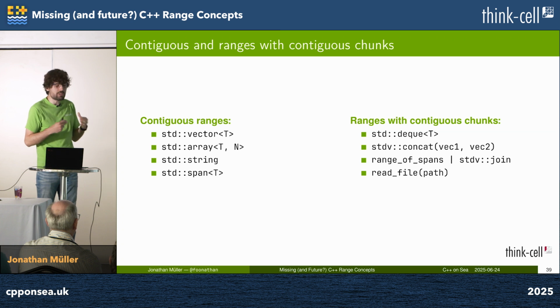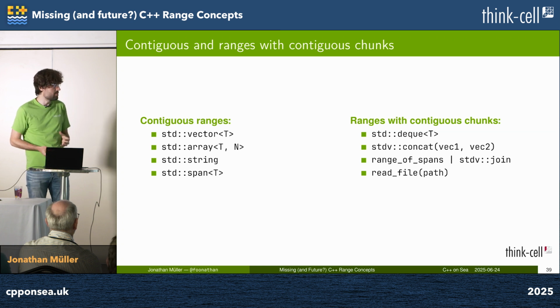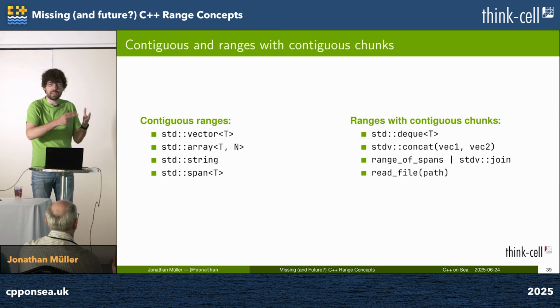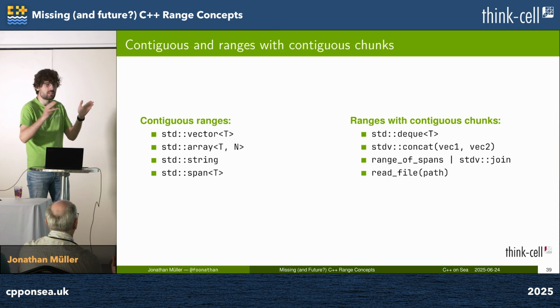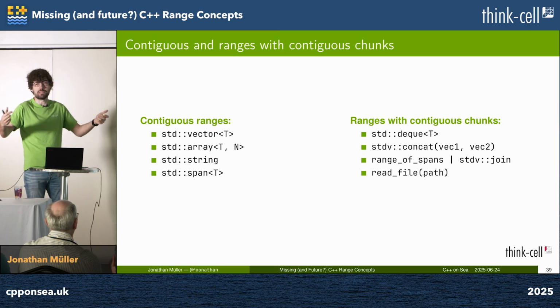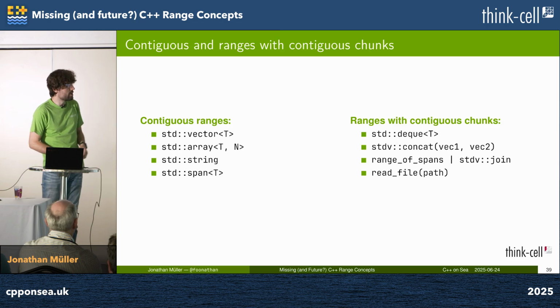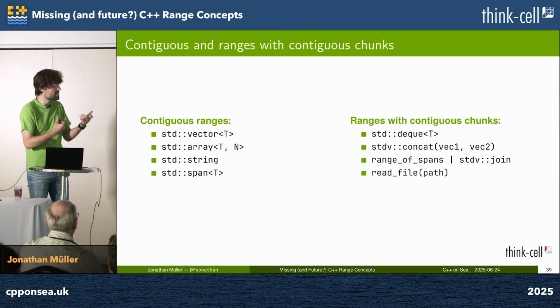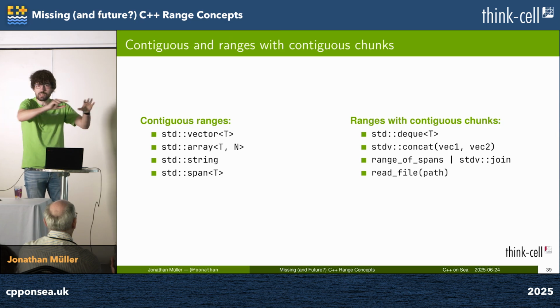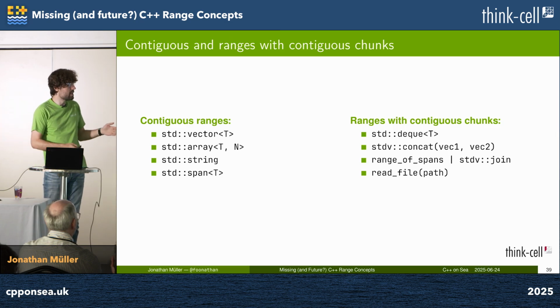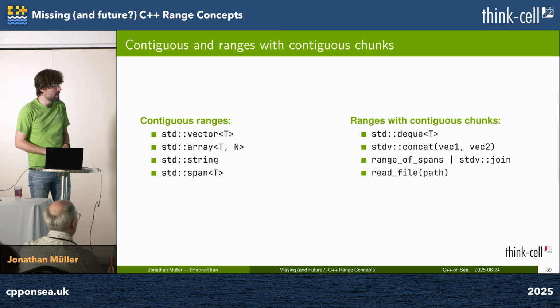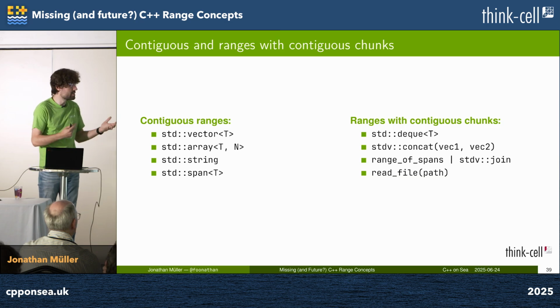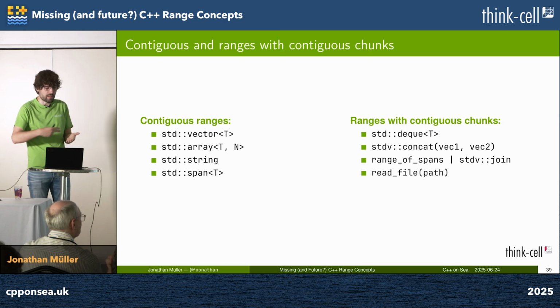But many ranges aren't contiguous, but they only have contiguous chunks, right? So a deque of T is logically a linked list of arrays, right? So we have these contiguous blocks in a linked list. So they're not a contiguous range, but huge parts of them are contiguous. Or if you concat two vectors, right? The end result is not contiguous because you have two different memory blocks, but each memory block is contiguous. Similarly, when you have a range of spans and you join them, and also our read file function. It's not a contiguous range, but it reads into a buffer, and the buffer is contiguous, right? So we have contiguous chunks in there.